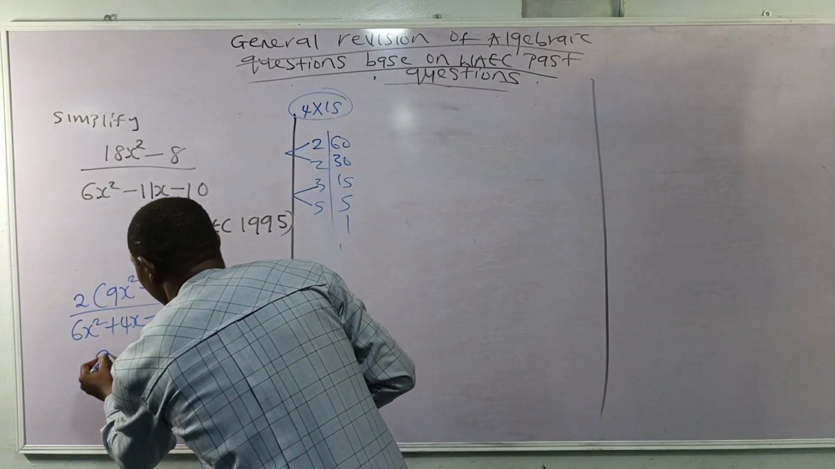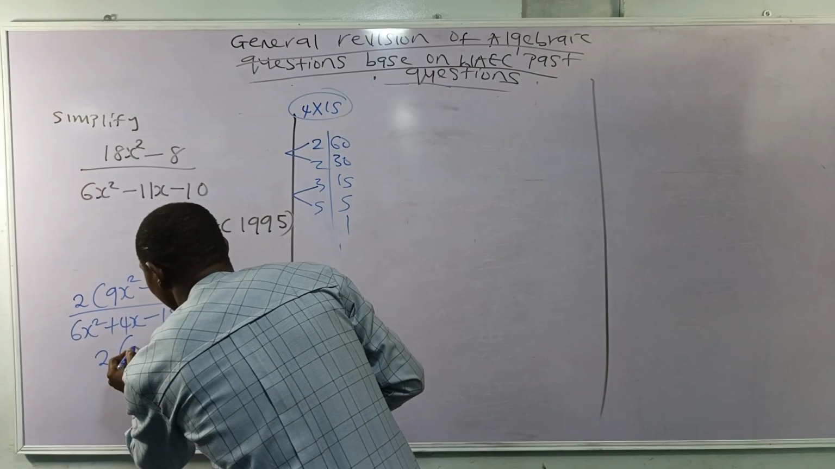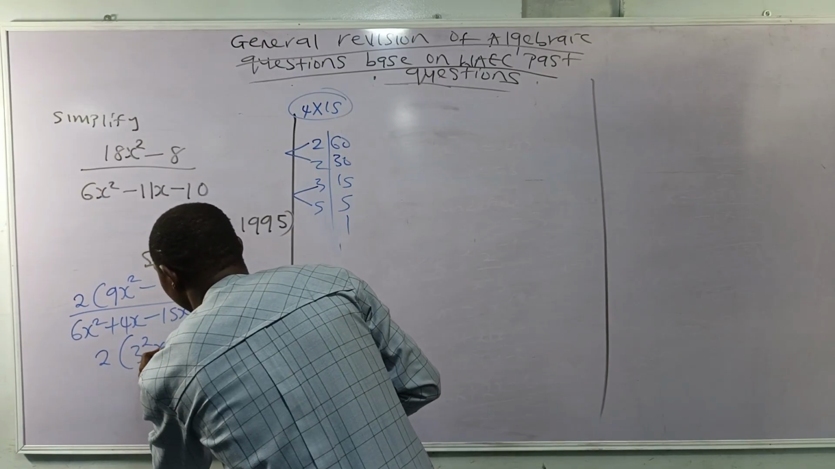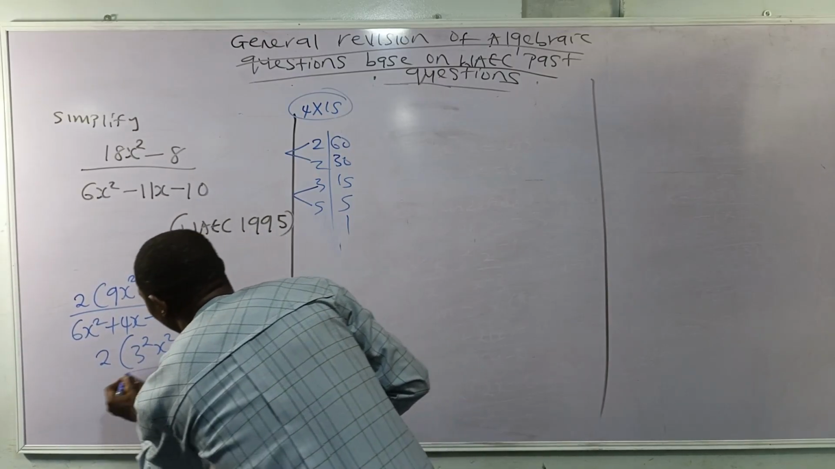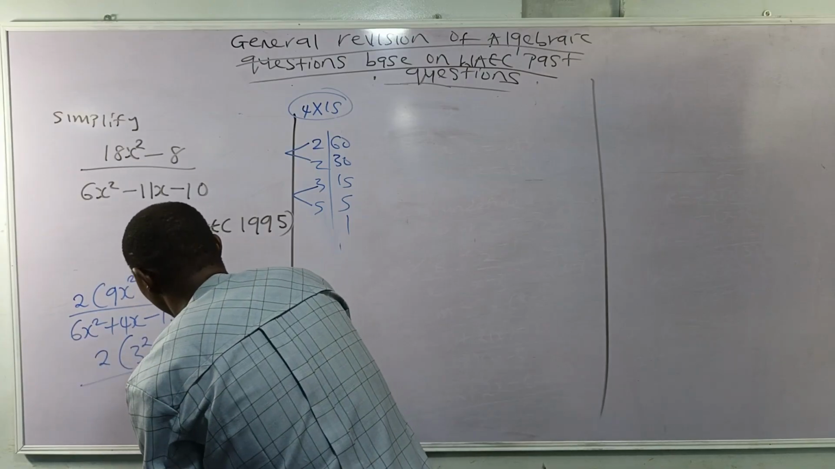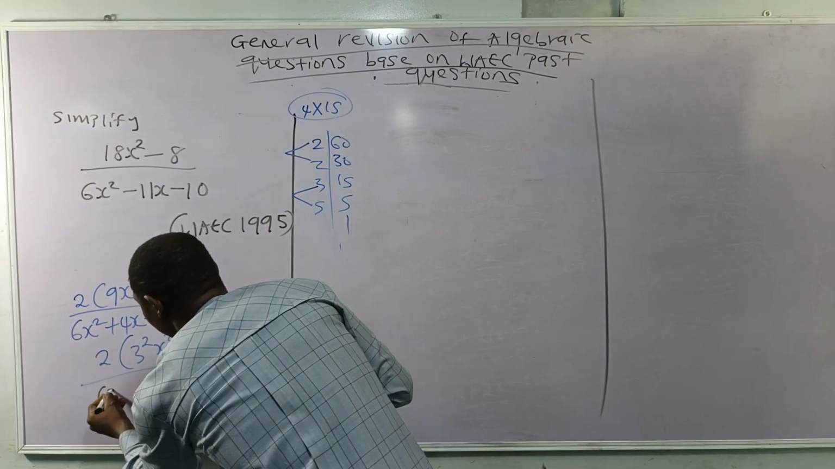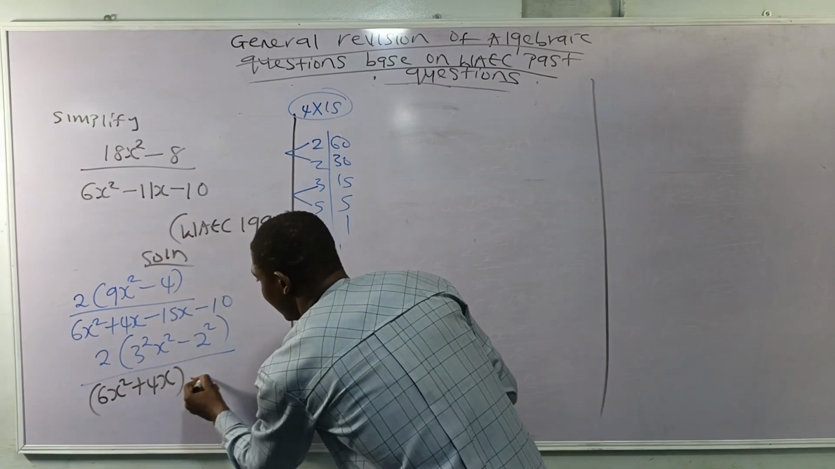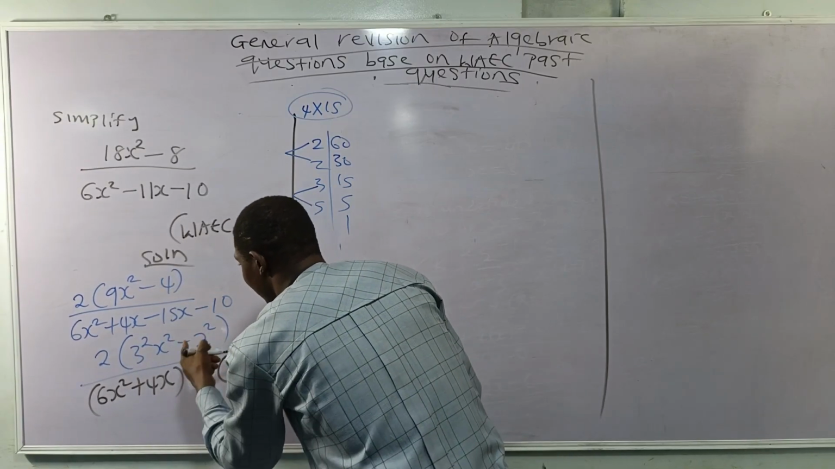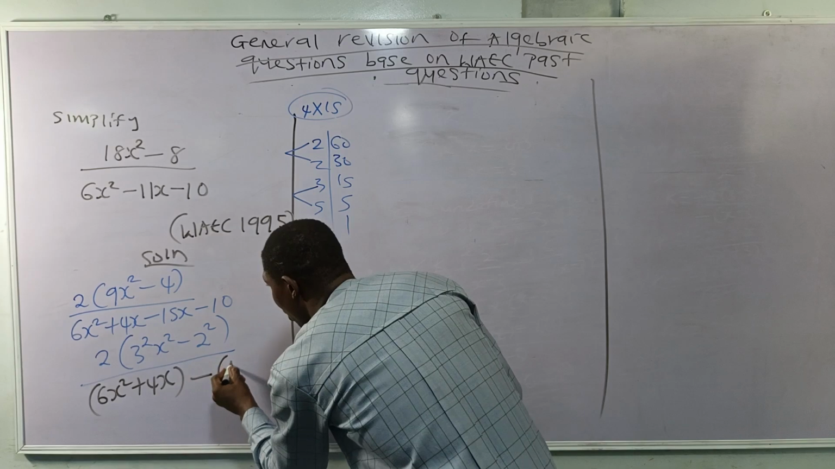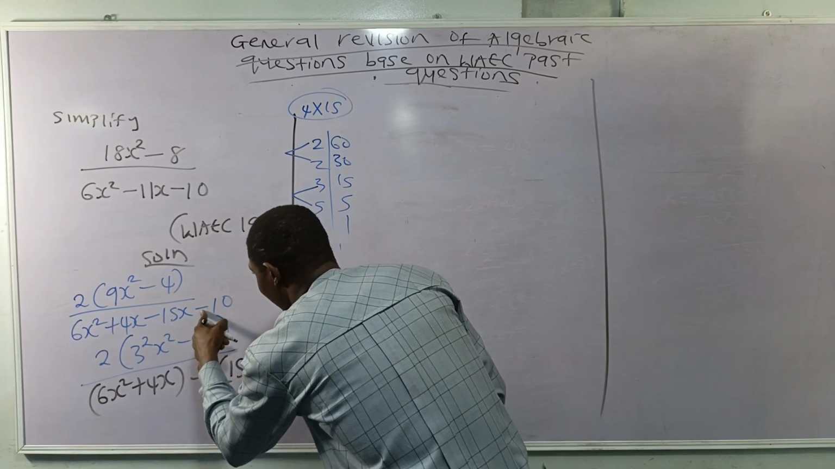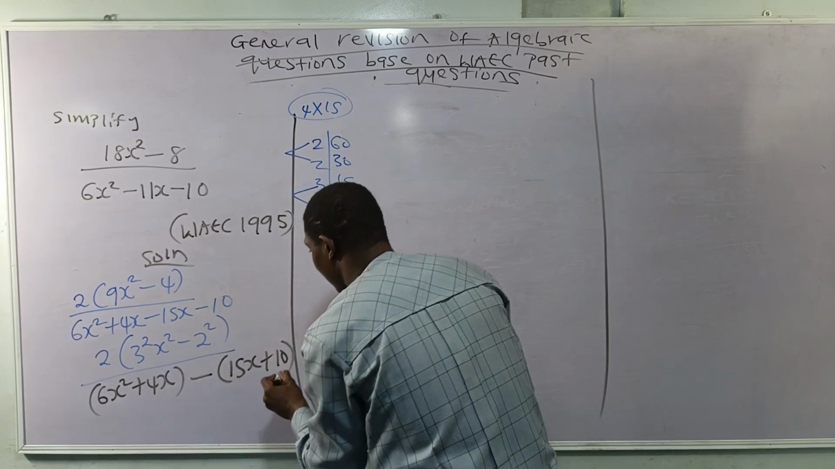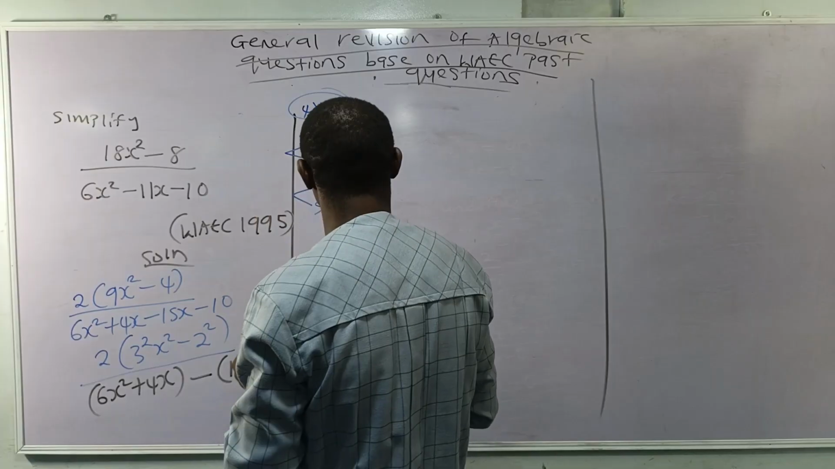The top again is 2. 9 can be written as 3 squared. So we have x squared minus 2 squared, all over. The bottom will give me 6x squared plus 4x in brackets. If I bring here the same way, if I put bracket, all the signs will change. Negative 15x will become positive 15x. And negative 10 will become positive 10.